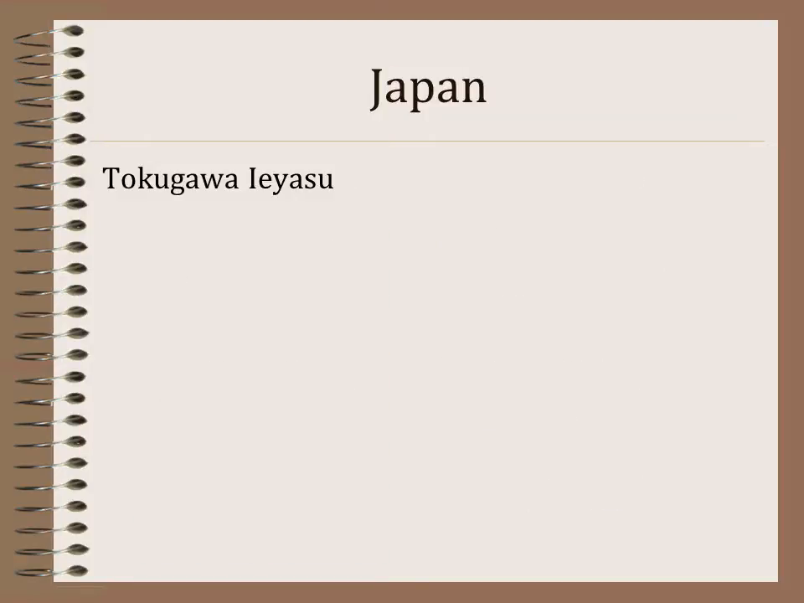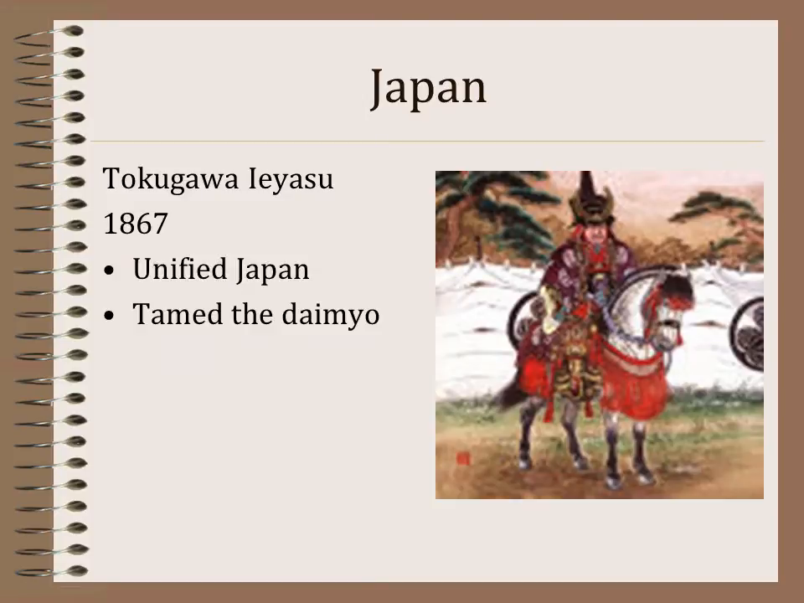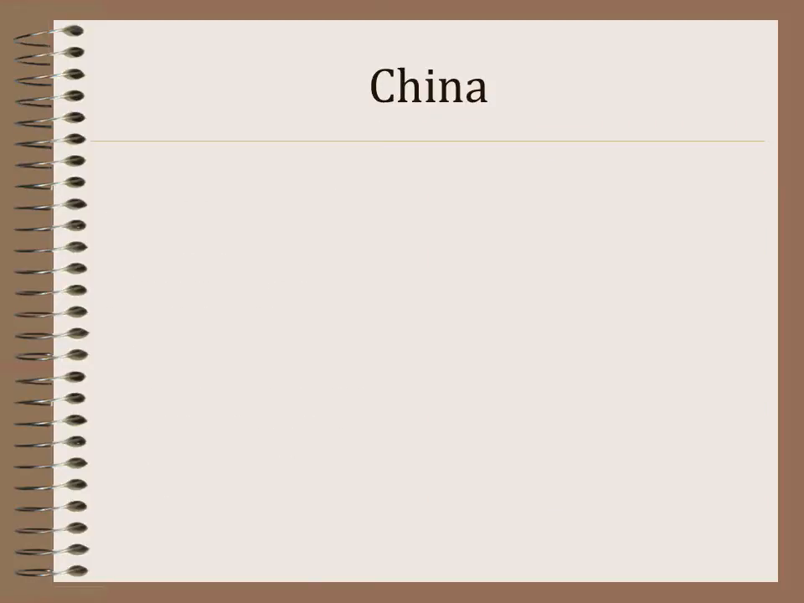In Japan, Tokugawa Ieyasu, or Ieyasu, I think you can say it either way. I don't know. My Japanese is also probably worse than my French. He was the emperor who unified Japan after the feudal period, where the daimyos were at war with one another. This quote, "What is good for me is good for my son," meant that the emperor was the father of Japan, and he provided Japan with more stability than the feudal era of Japan.